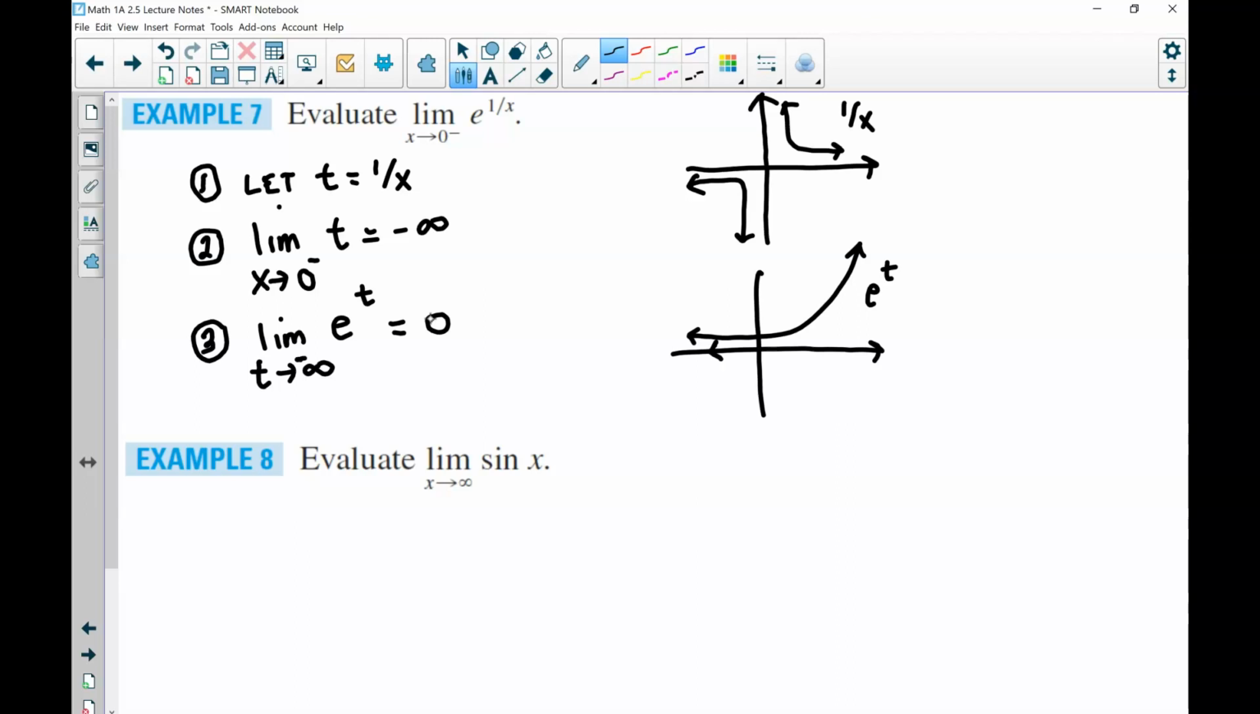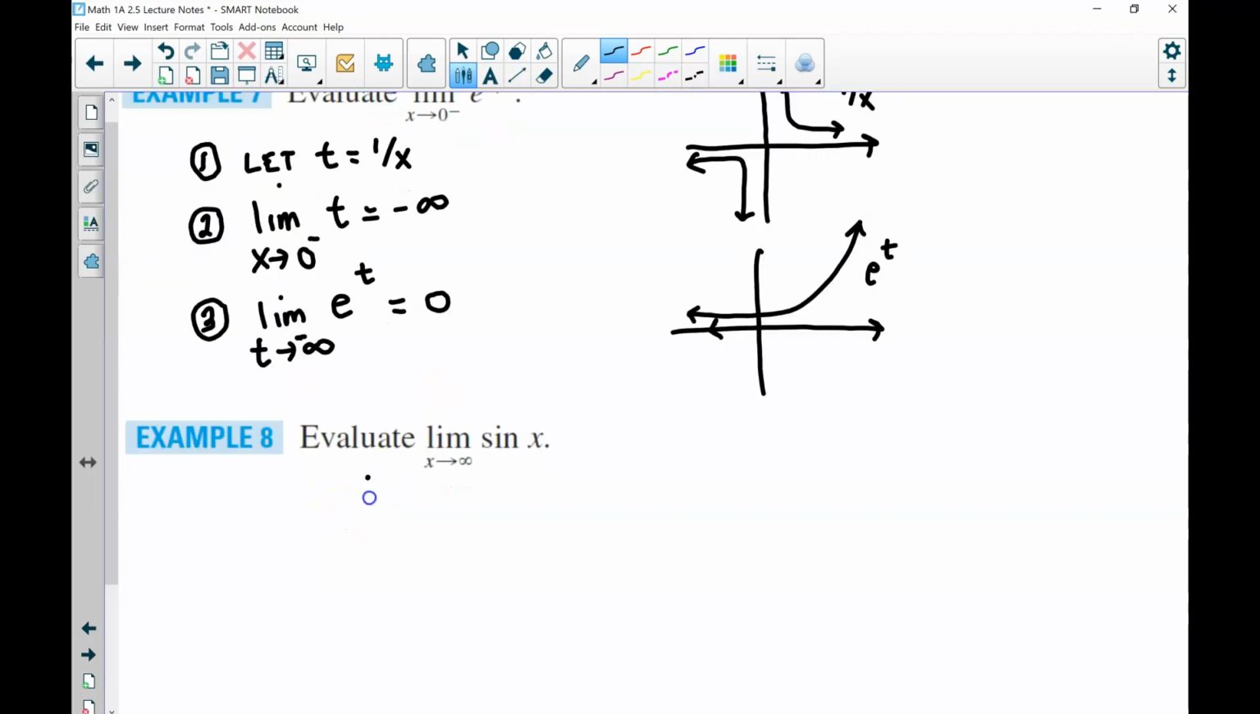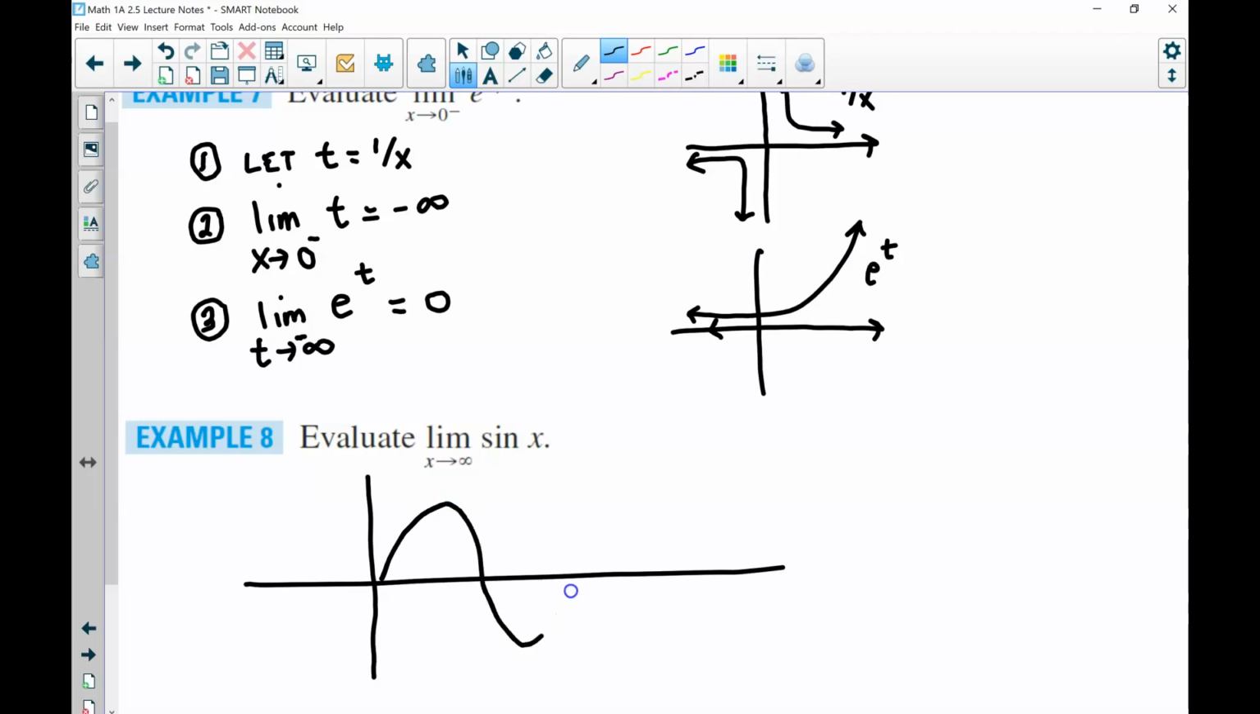Okay, let's take a look at example number 8. For example number 8, we want to be able to find the limit as x approaches infinity of the sine of x. Okay, so remember what the graph of the sine of x looks like. We're going to draw sort of a random looking figure here. So it starts at 0, and down, back up, and then down and so forth, right?